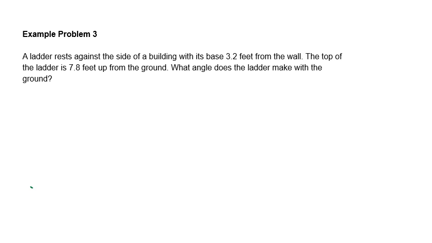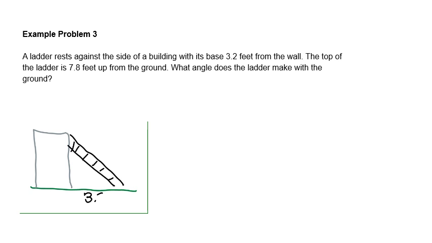So we do it step by step. First I usually draw the situation. It's a ladder leaning up against a building, and then I label it. The base of the ladder is 3.2 feet from the wall, and the top of the ladder is 7.8 feet from the ground. So my diagram would look something like this. You can see I have my building there, and I have my ladder up against it. The base of my ladder, which is the bottom of my ladder, is 3.2 feet from the building, so that's the measurement along the bottom. The top of my ladder is 7.8 feet from the ground, so that's the height of my building.